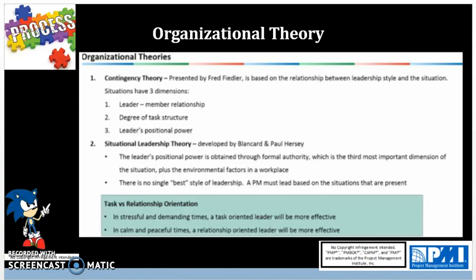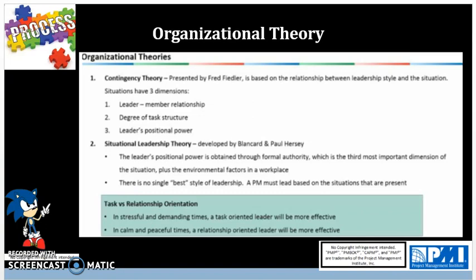Then you have situational leadership theory. This was developed by Blanchard and Paul Hersey. The leader's positional power is obtained through formal authority, which is the third most important dimension of the situation, plus environmental factors in a workplace. There is no single best type of leadership according to this theory, and the project manager must lead based on the situations that are present. For example, task versus relationship orientation is a classic example of Blanchard and Hersey's situational leadership theory.